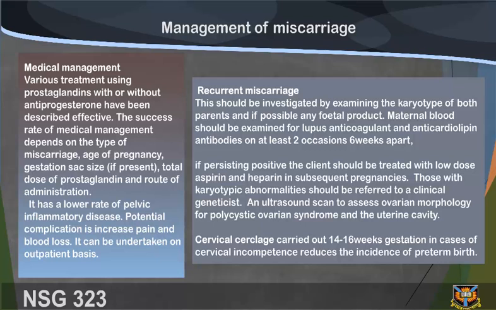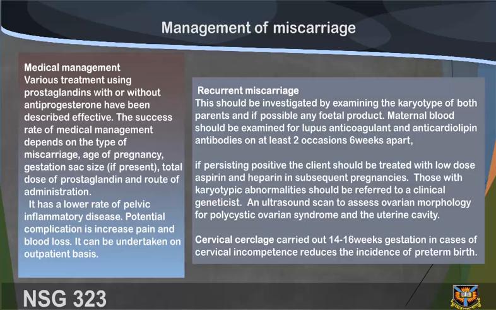Recurrent miscarriage. This should be investigated by examining the karyotype of both parents and, if possible, any fetal product. Maternal blood should be examined for lupus anticoagulants and anticardiolipin antibodies on at least 2 occasions 6 weeks apart. If persistently positive, the client should be treated with low-dose aspirin and heparin in subsequent pregnancies. Those with karyotypic abnormalities should be referred to a clinical geneticist.